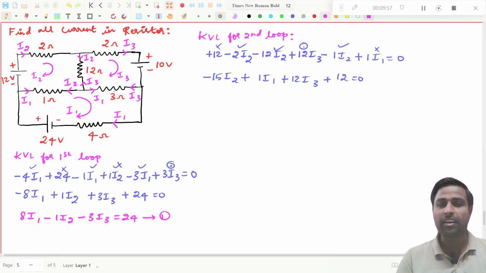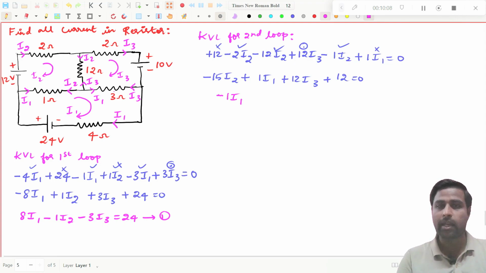Rearranging the terms, I will keep this 12 on one side and bring all other terms to the other side. So it becomes minus 1I1 plus 15I2 and then minus 12I3, which will be equal to 12. That is equation number 2.